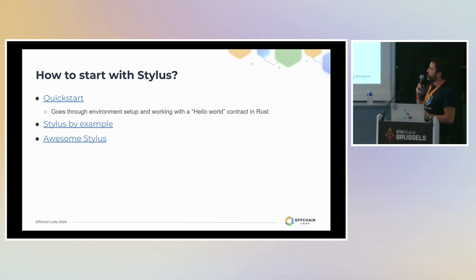Then we have the Stylus by Example. That's another different portal that contains information about how you can do certain things using the Rust SDK. For example, how do you emit a log? How do you handle errors? How do you, I don't know, encode function selectors, stuff like that, all right? And finally, Awesome Stylus is a repository of code that's been written by third-party developers, and we maintain it, so you guys have examples of things that you can do with Stylus, right?